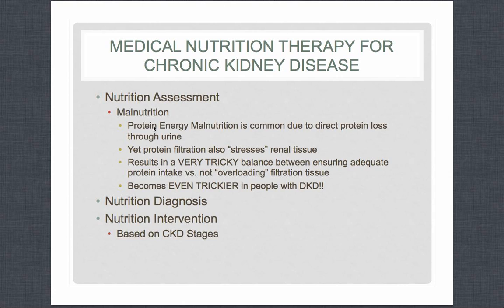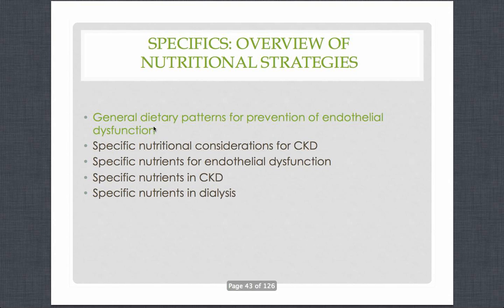We want to lower blood sugar, so glycation is reduced. But yet we also have to be really careful of protein intake, and so now we're hopefully trying to moderate protein intake as well as carbohydrate intake, and obviously that gets challenging. Nutritional diagnosis can be important, and then the intervention is really based on stage.